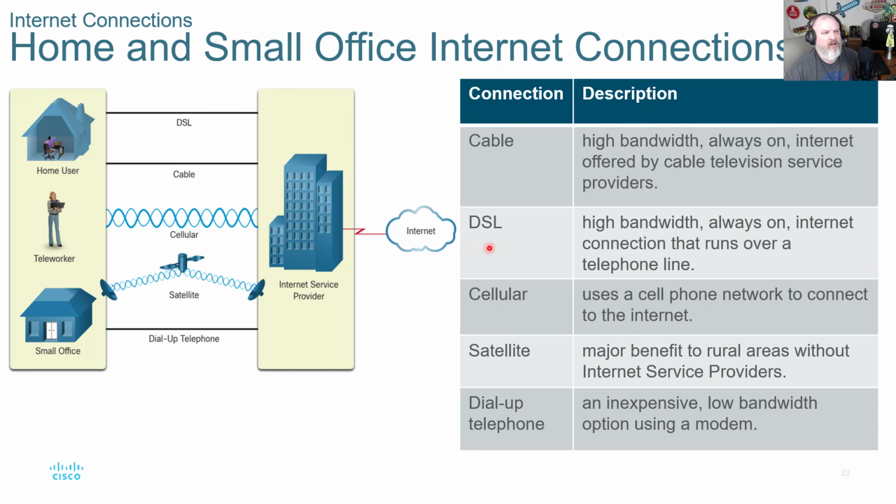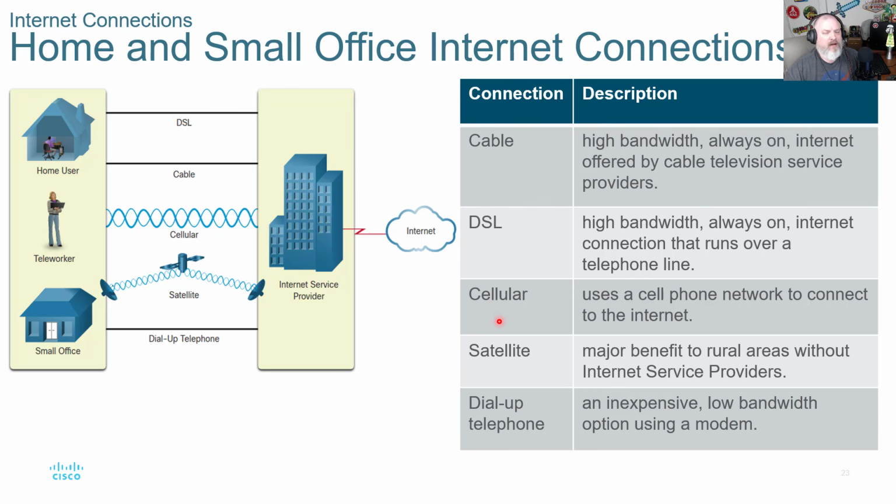A DSL is high bandwidth. It's always on. It runs over telephone lines. And usually if you can't get cable, you can hopefully get DSL. You usually have to be within about 2 miles of what we call a demarcation line.